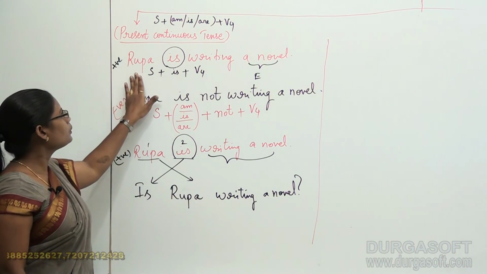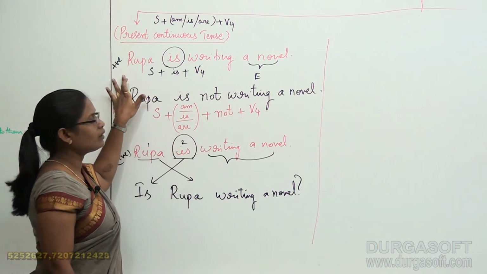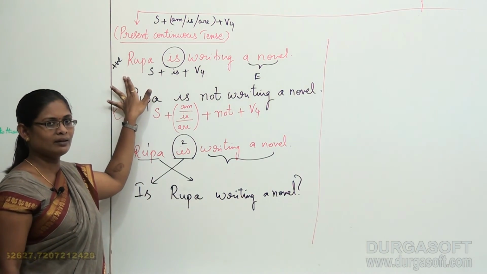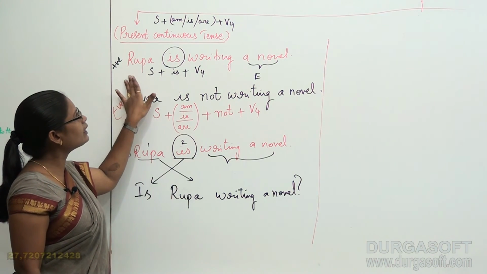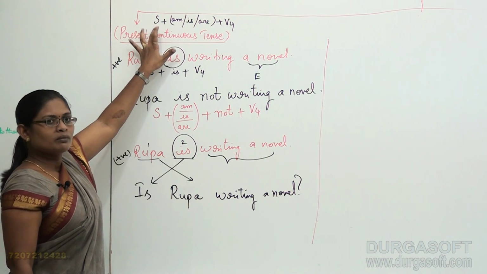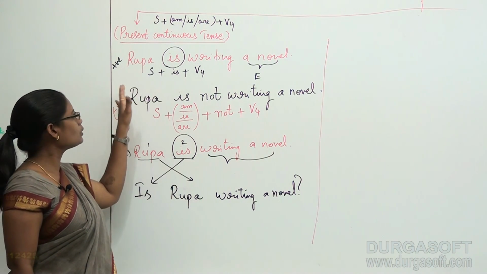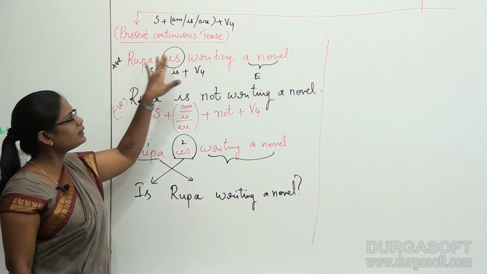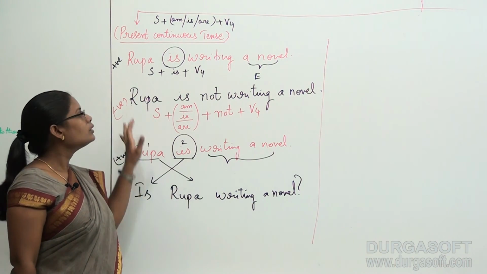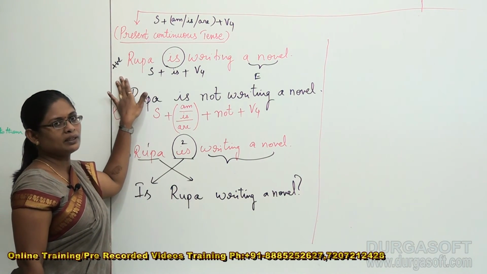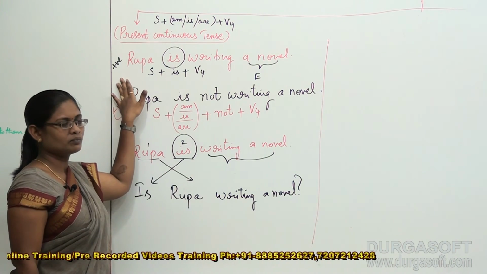Before going to the plural subject, let us rewind once again what we have discussed just now. Rupa is writing a novel. How did you get this example? This example is extracted from the structure that is provided to us. So it has become Rupa is writing a novel. In fact, this is termed as a positive sentence.